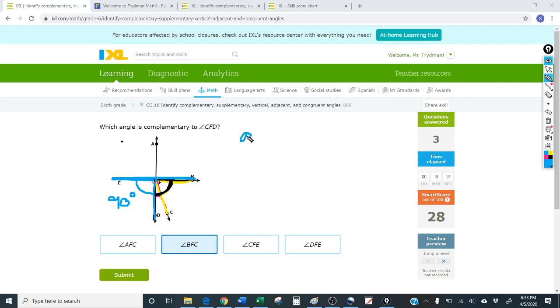So I'm thinking to myself, 90 degrees plus x equals 180 degrees, x being this angle from here to here. Well, x must also be equal to 90 because 90 plus 90 is 180. So this angle must also be equal to 90 degrees, right? Which tells me that my original angle, CFD, plus this other angle, BFC, together they make 90 degrees, and that makes them complementary. So BFC is the correct answer.